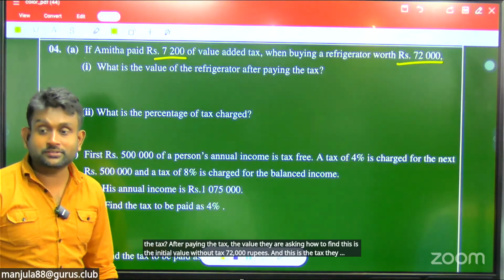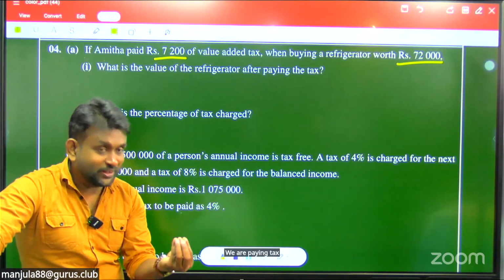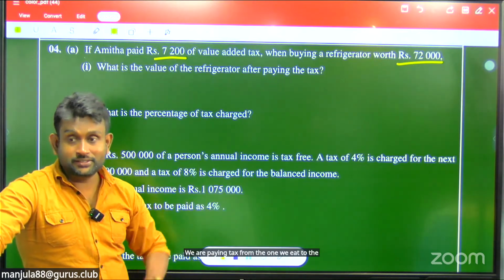Right, we are paying tax from the one we eat to the one we take the vehicle.